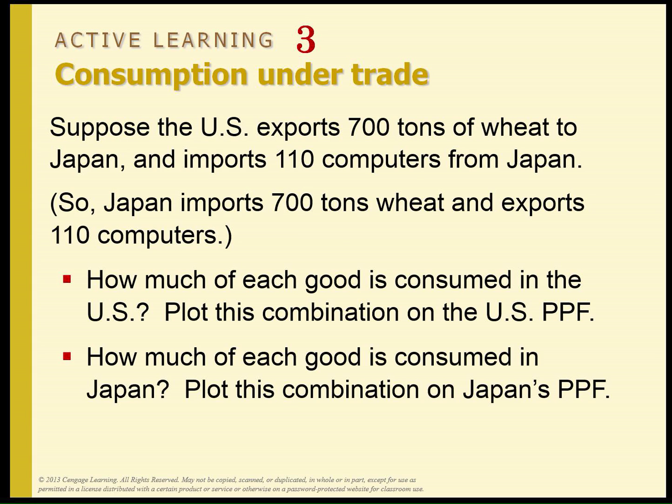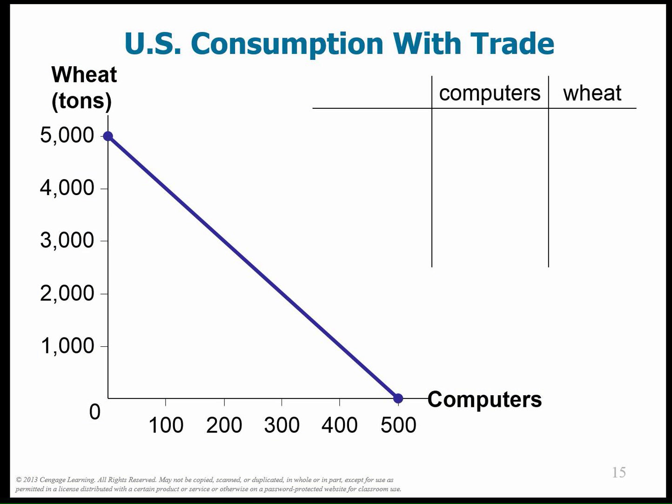So I want you to plot this combination on the U.S. PPF of how much is consumed in the U.S. So now we're talking about how much is consumed. Earlier you put the point on the PPF where they were producing. Now I want how much each of the consumers is consuming. Remember, the U.S. gets to consume all of the computers that it makes plus some of the computers that come in from Japan. So that just gives you a hint. I want you to pause this and draw those points on your PPF, and then I'll show you the right answer.